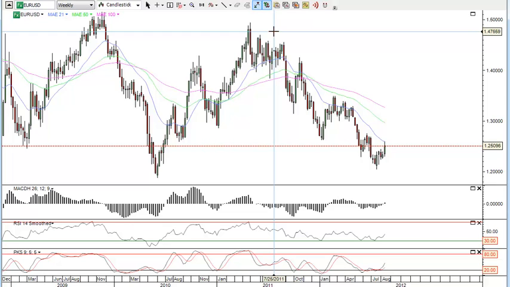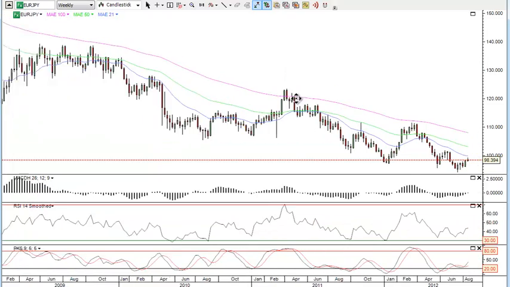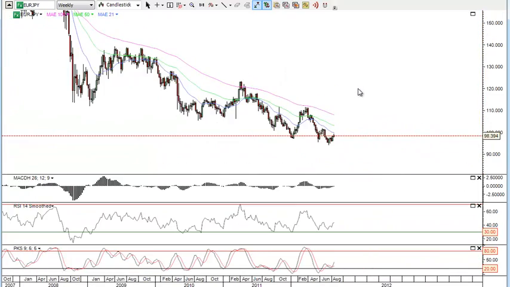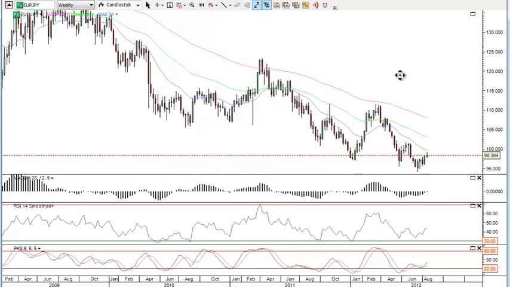So what we're going to do now is look at the other two currency pairs, the Euro Japanese yen and the GBP US dollar, to see if we can confirm this analysis, if it does look like it's going to go higher, because these three pairs tend to move in tandem. So this is the Euro Japanese yen. It is also a weekly chart.